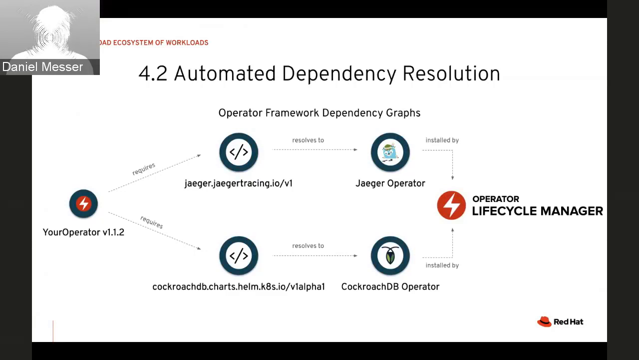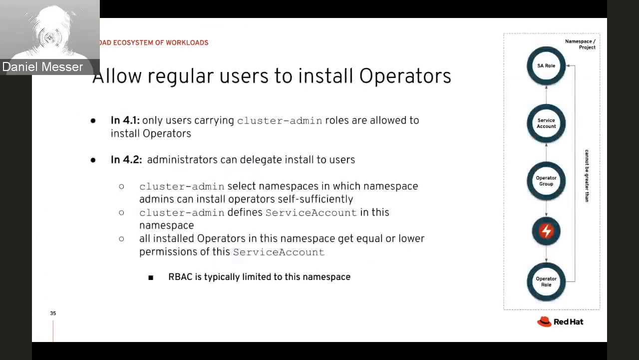In this example, Jaeger and CockroachDB. So expressing that dependency was already possible in 4.1, but in 4.2, OLM will actually go out and check its own catalog or catalogs and scan for operators that can potentially fulfill this dependency. And if it finds them, it will install those automatically. So you'll notice that in 4.2, where we now also have Service Mesh available, when you click to install OpenShift Service Mesh, it will automatically also install some of the dependent operators like Jaeger or Kiali. Next slide.